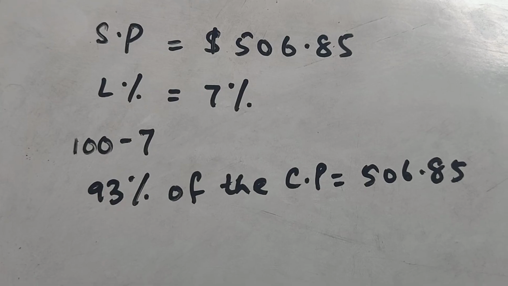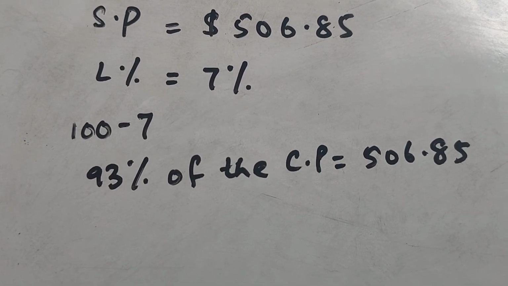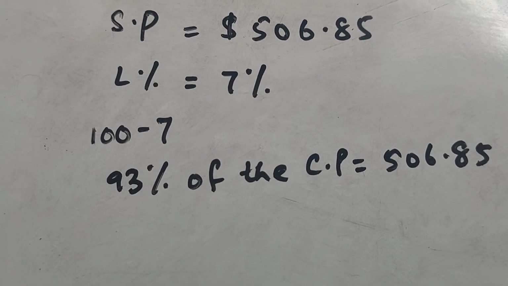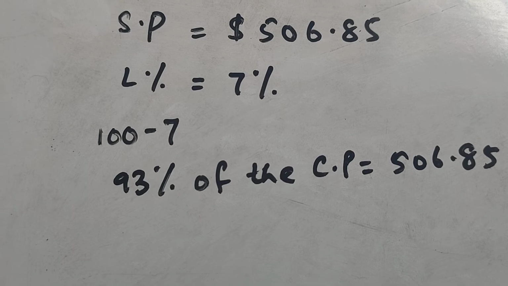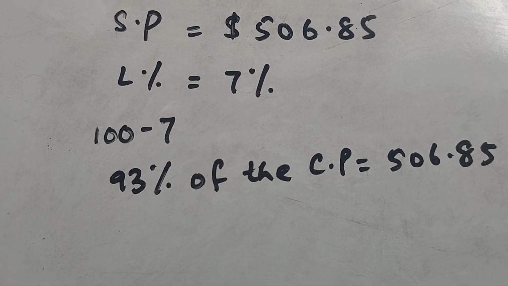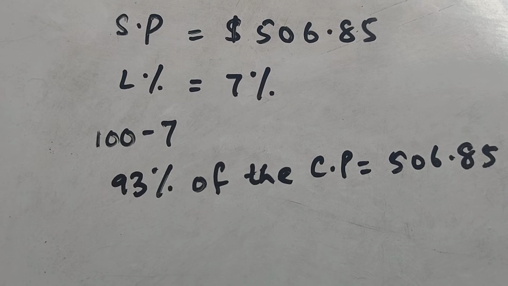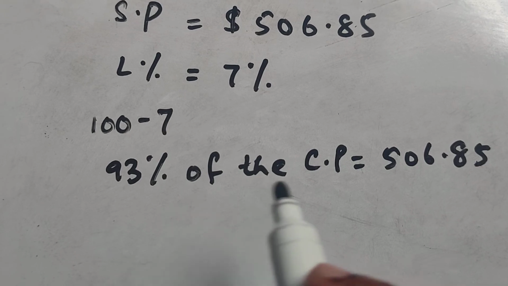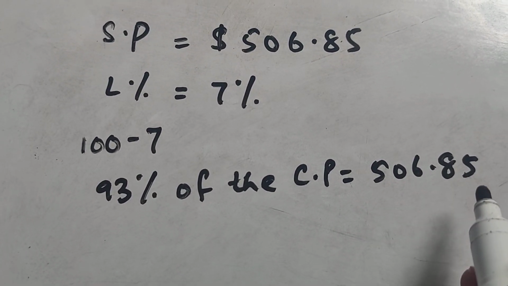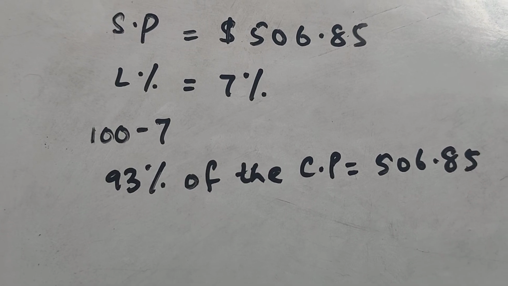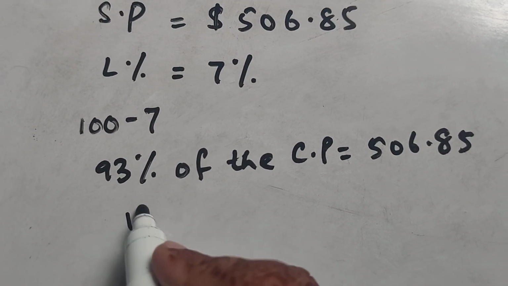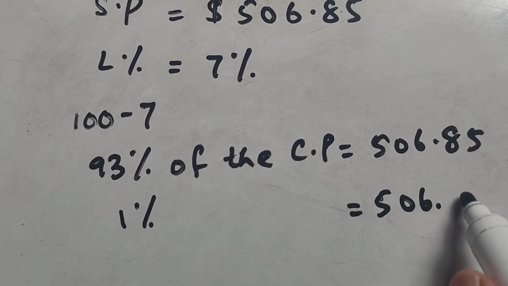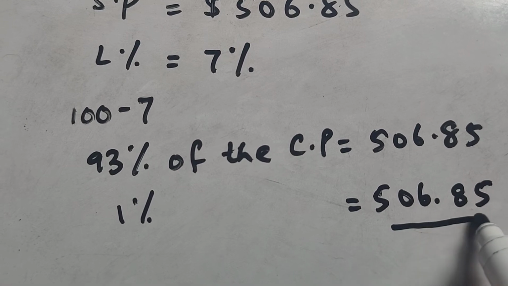Getting it, students? It's simple, students. You need to remember that cost price is always 100% because we calculate profit or loss on the cost price, not on selling price. So if we have a profit, we simply add the percentage to 100%, but if we have a loss, we subtract it from the 100%. So we know that 93% of the cost price is 506.85, that is the selling price. So it means that 1% of the cost price is 506.85 upon 93, right?